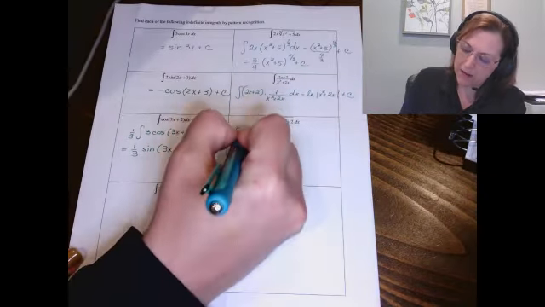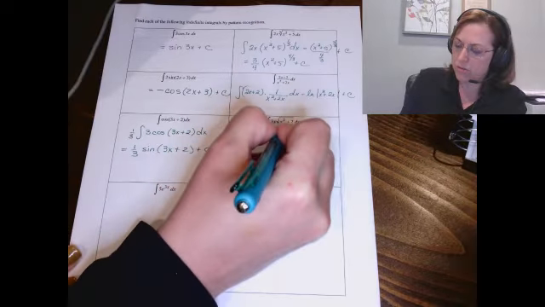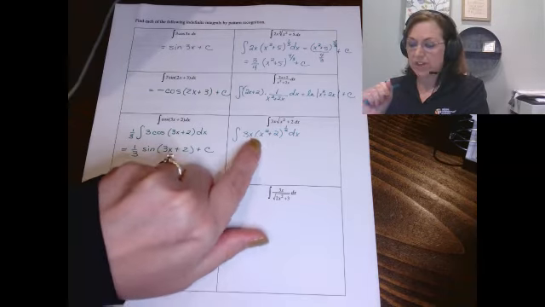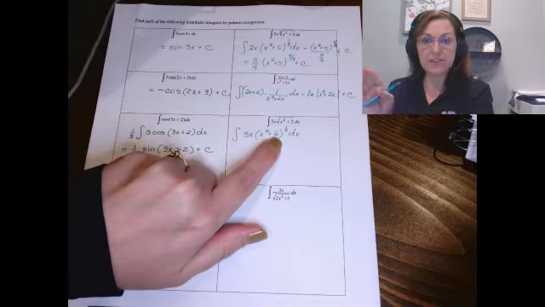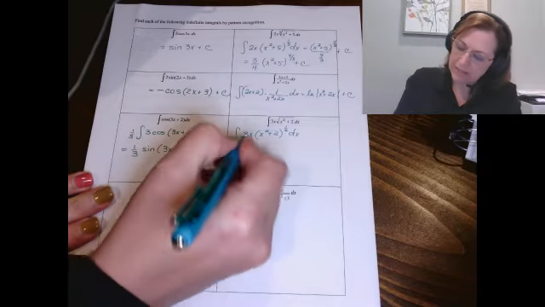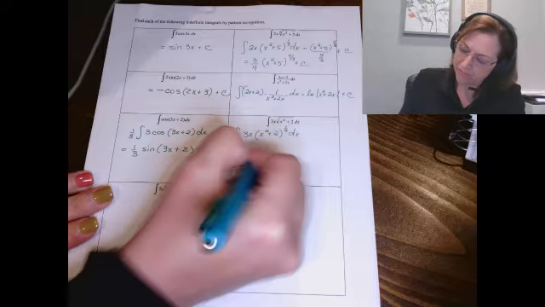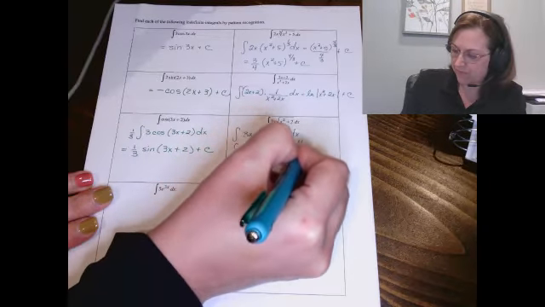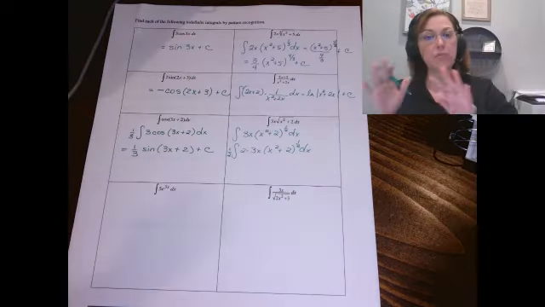Okay, let's take a look at this one. I'm going to rewrite it. 3x times x squared plus 2 to the 1/2 dx. Okay, the inner function is x squared plus 2. Derivative is 2x. So I have the x there, but I don't have the 2. So I'm going to need to put a 2 there. And as long as I put a 1/2 in front, we should be okay.